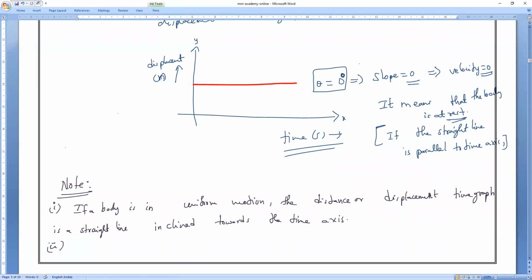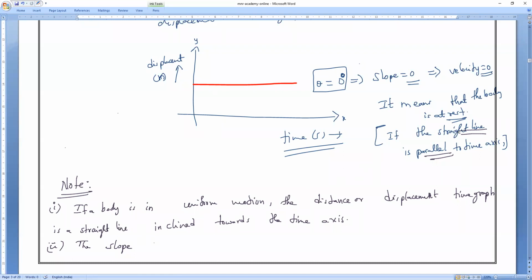Second point: if it is parallel to the time axis, then the body is said to be at rest.